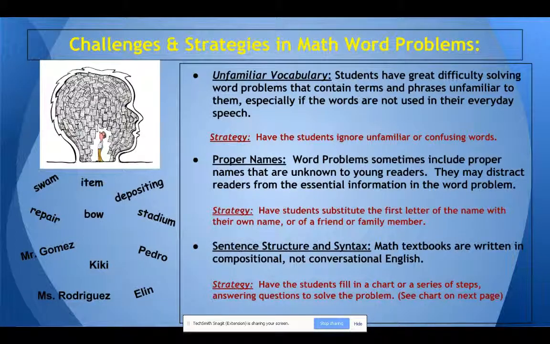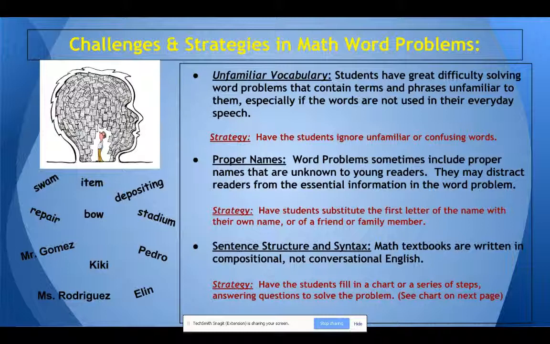Oftentimes, there's unfamiliar vocabulary. Students have a hard time understanding what exactly is being asked of them because of confusing words. For instance, in a word problem where someone swam laps, a student may not understand what laps are because they've never swam laps in a pool before. So a strategy would be to have the students ignore some of the unfamiliar or confusing words and just go right to the rest of the word problem.